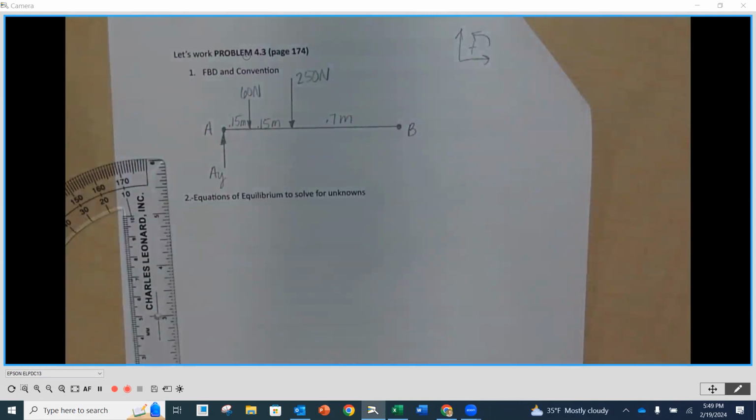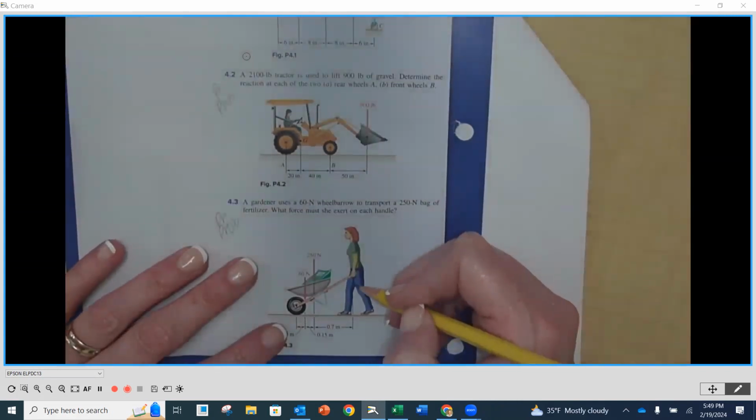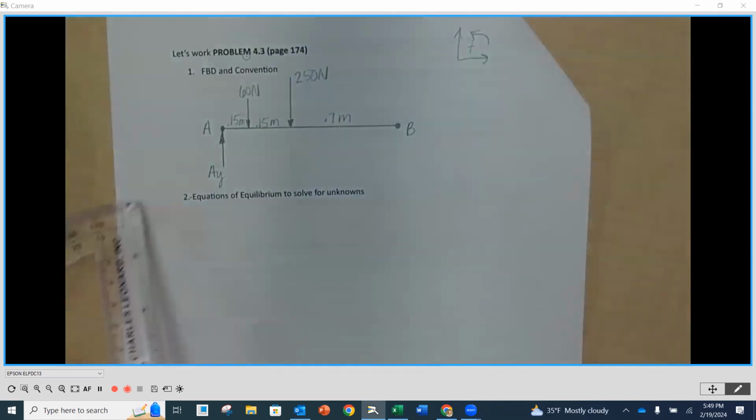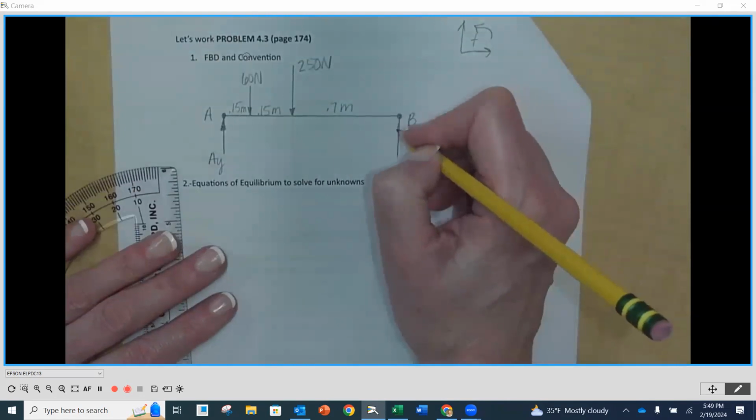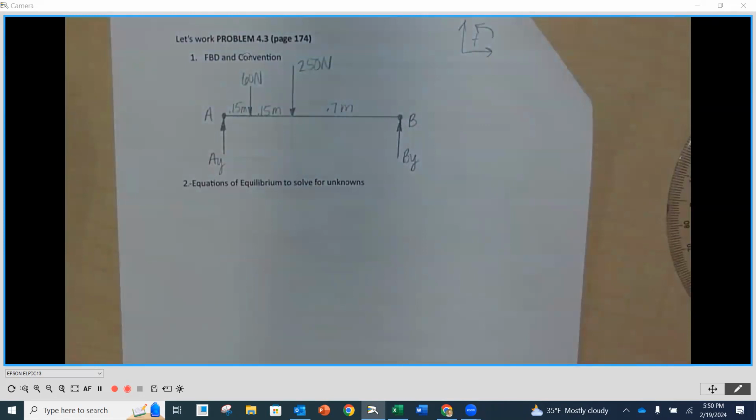Now B, she is simply lifting, okay, we're going to assume a straight vertical direction, and it's only one force because she's just holding it, right? So we're going to do that very same thing at B, and we'll call this BY. So it looks like we have our applied loads that we know. We have our supports identified, directions and labels and dimensions, and we got our convention in place. So I think we've got a complete free body diagram.